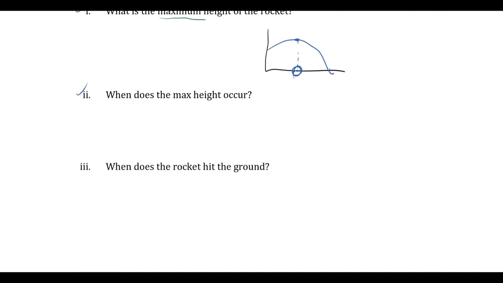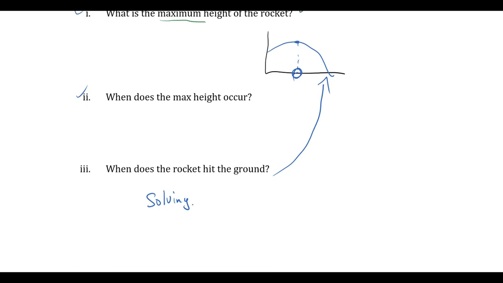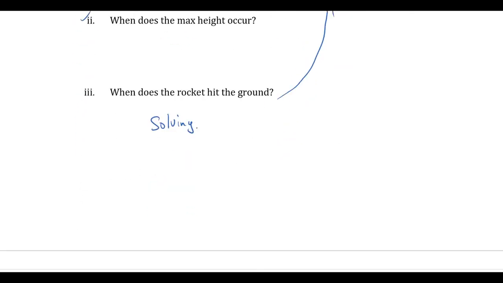When does the rocket hit the ground? That's there. So in this case, you are solving and using one of the strategies or skills you have to solve an equation. When it hits the ground, in this case, that's where height is equal to 0. So I solve for when the equation that we were given is equal to 0.